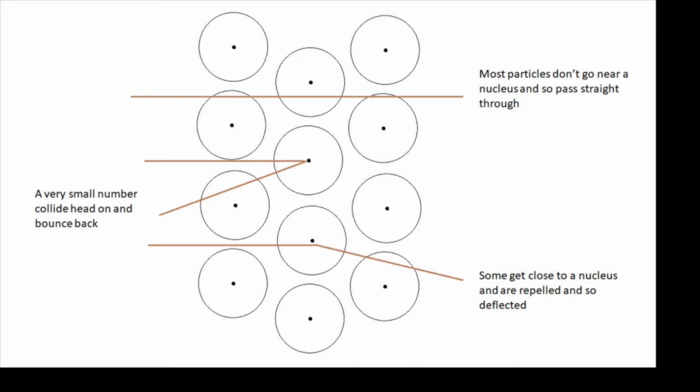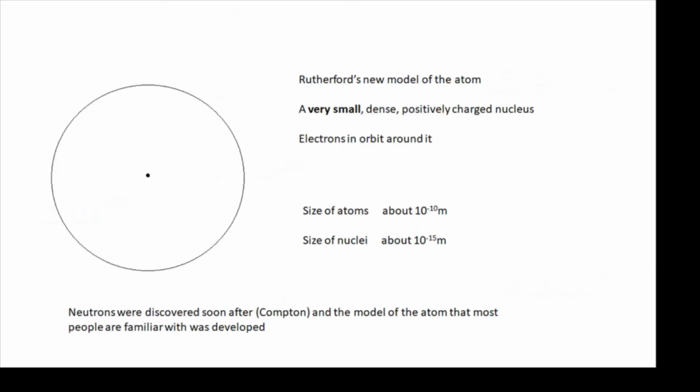We know it's very small because most of the particles just go straight through and they don't go anywhere near a nucleus. Some of the particles which get close to the nucleus are repelled because alphas and the nucleus are both positively charged, and then a very, very small number collide head-on and bounce back. So Rutherford's new model of the atom: a very small, dense, positively charged nucleus, and then the electrons are in orbit around it, like planets in orbit around the sun.